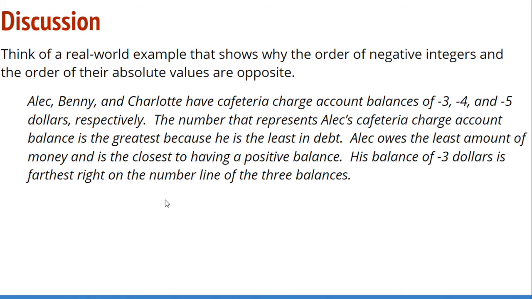So here is a more written explanation of what I just tried to explain out loud. The number that represents Alec's cafeteria charge account balance is the greatest because he is the least in debt. Alec owes the least amount of money and is the closest to having a positive balance. His balance of -$3 is farthest right on the number line of the three balances.